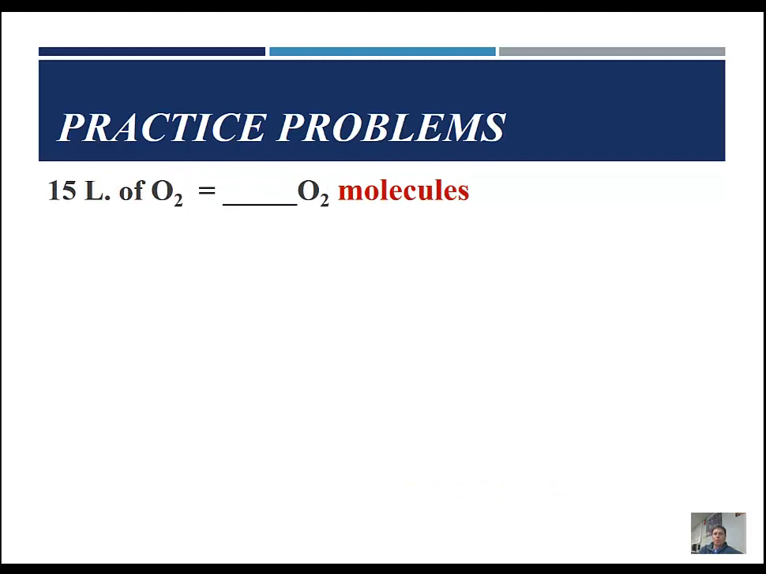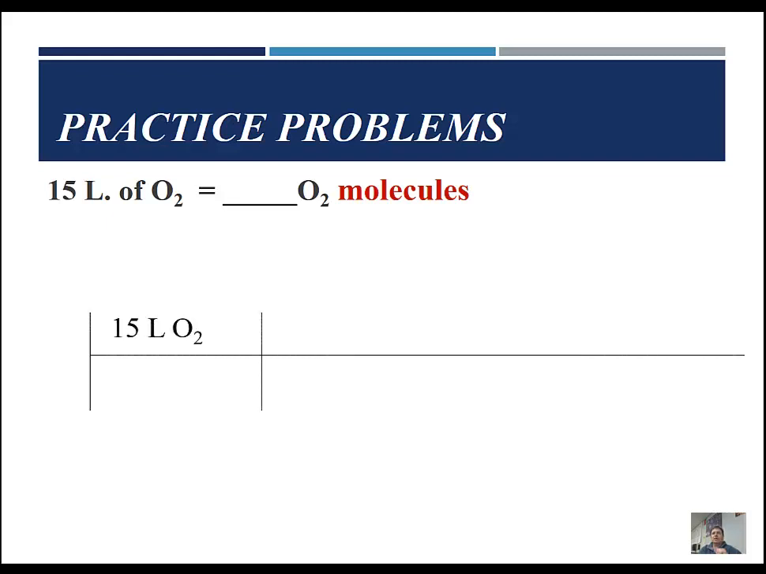Okay, just a couple more practice problems. What about if we're going from liters to molecules? So we're going from the bottom of our Y chart to the top right. Once again, there's no direct connection between liters and molecules, so we got to go through moles. This one's pretty easy because we have 2 fixed variables. So a 3-step problem. We're going to start with 15 liters.